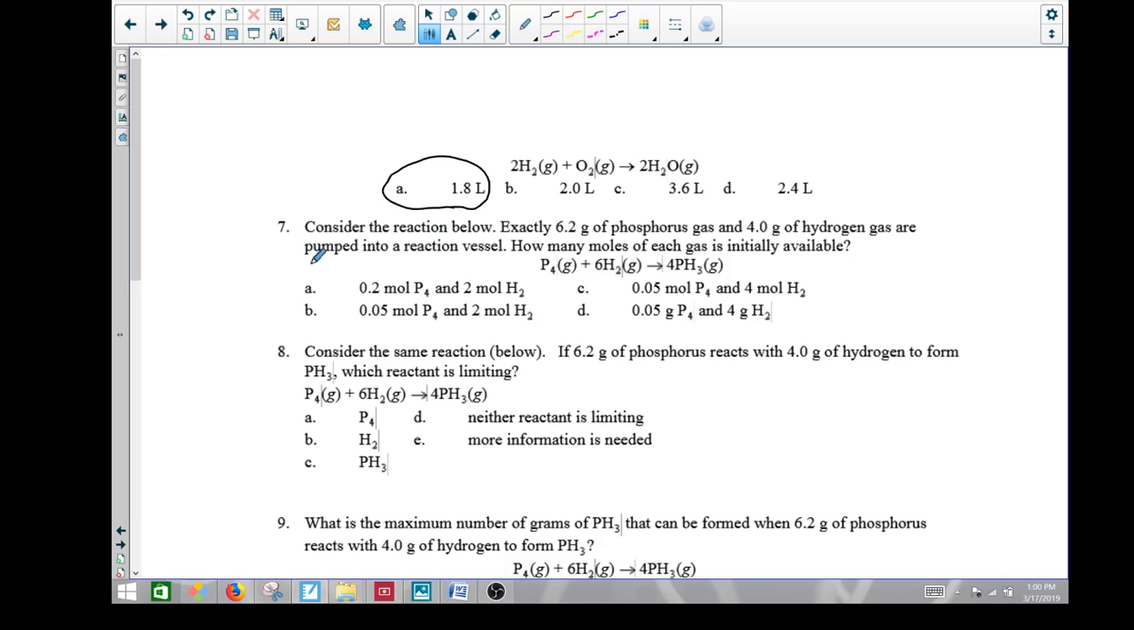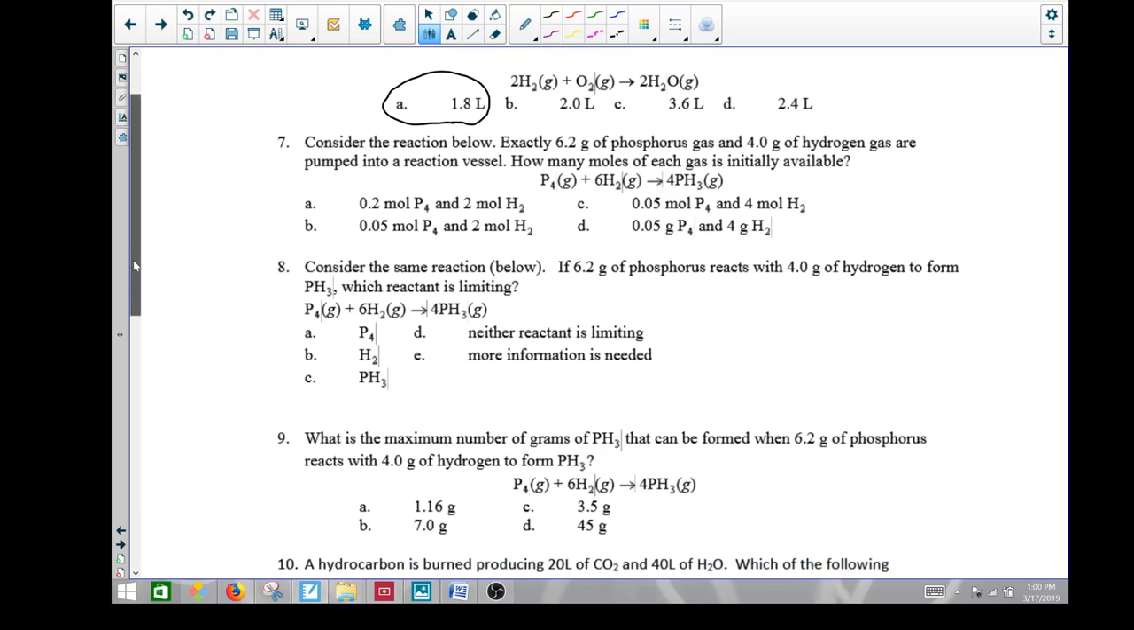All right, number 7 says, consider the reaction below. Exactly 6.2 grams of phosphorus gas and 4 grams of hydrogen gas are going into a vessel. How many moles of each gas is initially available? All right, so hydrogen is 2 grams per mole, so that means I have 2 moles. So 2 moles, this one's out, this one's out. Now we're down to these 2.